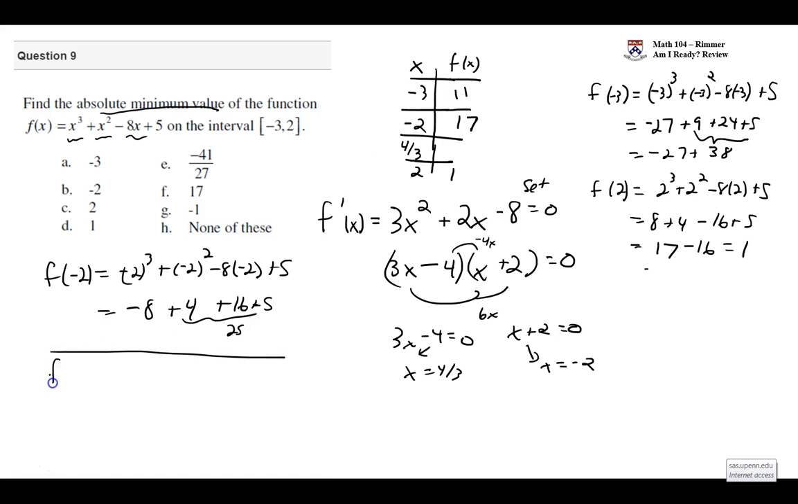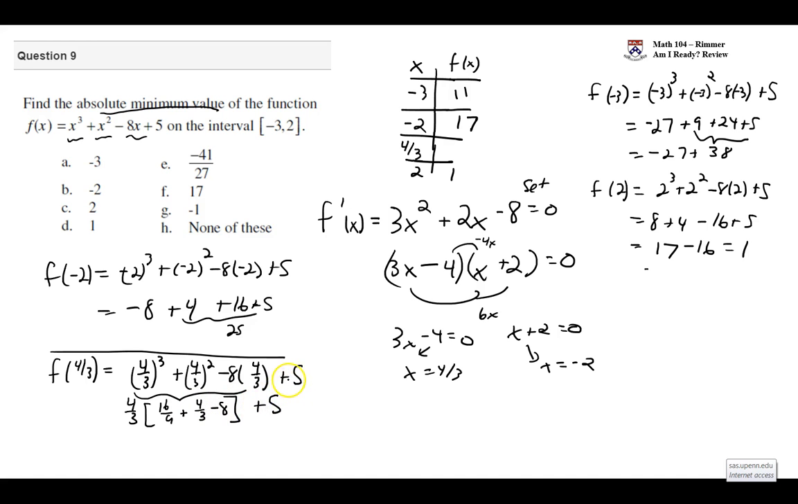And then unfortunately we have to plug in 4/3 without a calculator. So we take 4/3 and we have to cube it and square it, and then multiply by -8, and then add on 5. It's quite unfortunate, but that's what it is. What we could do is factor 4/3 out of the first part, and be left with 16/9 plus 4/3 minus 8, and then we add on 5. Let's see what we can do with that.